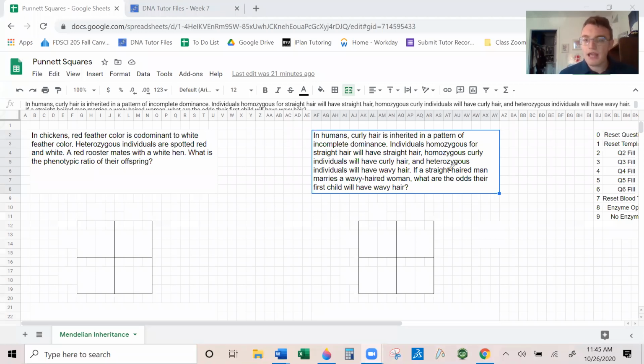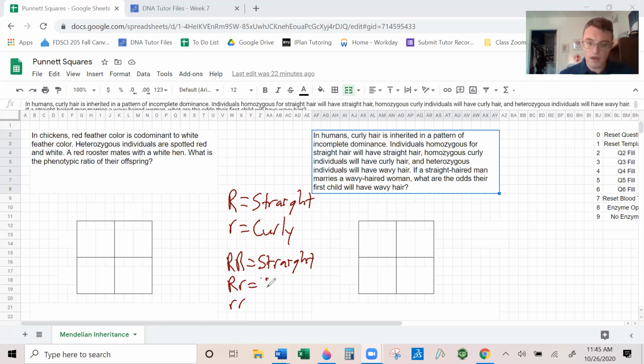If a straight-haired man marries a wavy-haired woman, what are the odds their first child will have wavy hair? Okay. So first step to every problem, determine what your two alleles are. Again, dominance and recessiveness doesn't really matter because they're incompletely dominant to each other. So I'll just decide that having straight hair is going to be my big R, and having curly hair is my little r. And then all the three possible combos, we got big R, big R, big R, little r, little r, little r. This gives me straight hair.